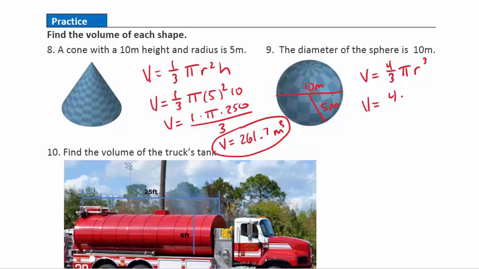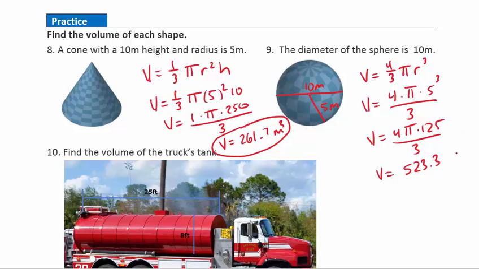So I'm going to do the same thing I did last time, splitting that fraction up. 5 cubed over 3. The last thing I'll do is divide by 3. 5 cubed will give me 125. So I'm just going to punch that in now. 4 times 3.14 times 125 divided by 3 gives us 523.3 repeating. And notice it's given in meters. This is volume, so I want to have cubic meters.